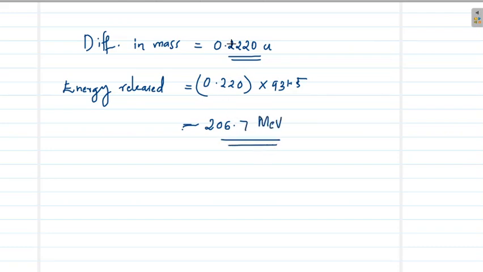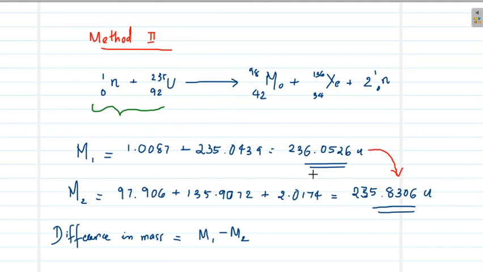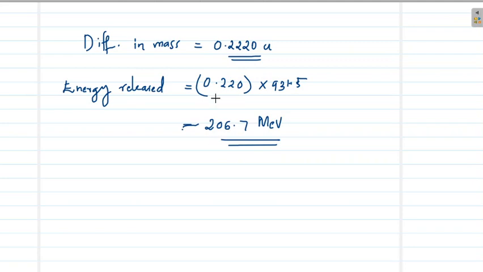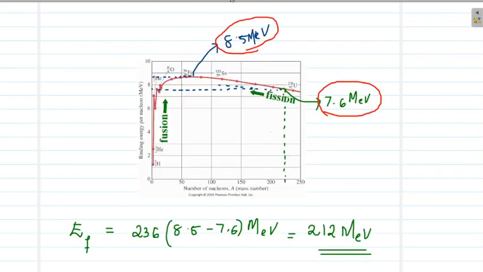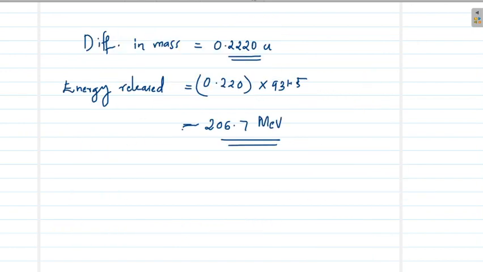So through the second method, we considered the difference in mass and found the equivalent energy corresponding to that mass difference. We cannot call this mass defect; this is actually the difference in mass, and that equivalent energy is the energy released in the fission process. So in both processes we get somewhat similar answers. The first answer is 212 mega electron volt and the second one is approximately 206.7 mega electron volt.